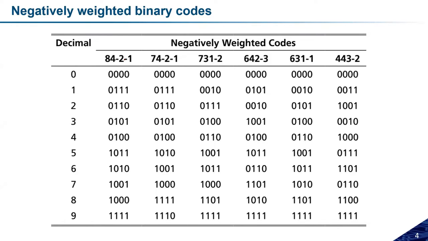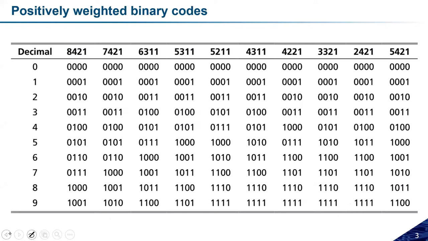Sir, in the previous slide, you said that in the first code, 8421, if we want 9, that's 8 and 1. What if there is a code like 7492? That's a positively weighted binary code, and if we want 9 in that, it could be first and last also. Are these decimal weights only positive, or are there some other examples also?